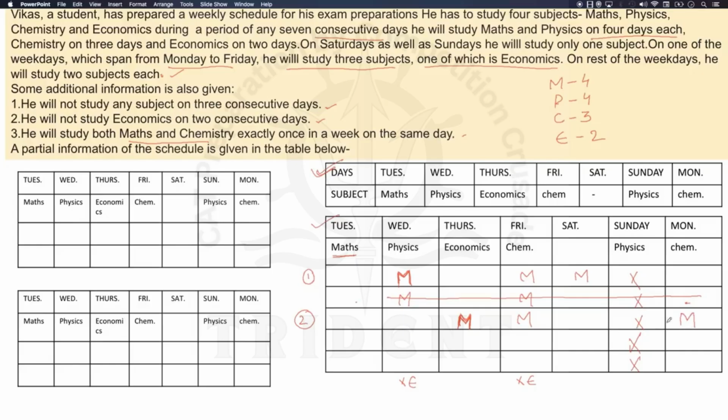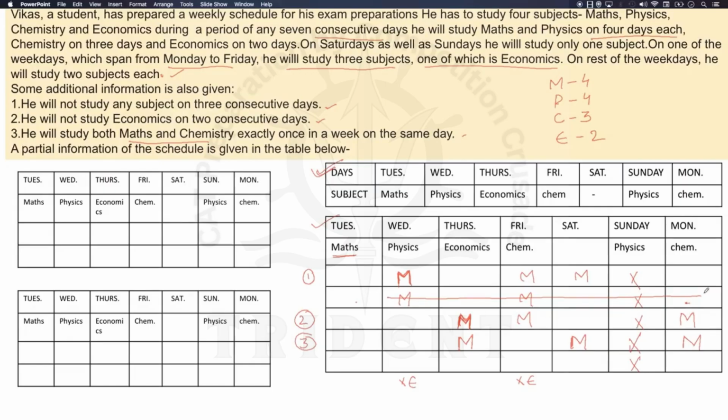Okay. Let's check for another possibility when maths is fixed on Thursday. Let's not give maths on Friday. Can we fix maths over here on Saturday? Yes, and maths on Monday. So this is a possibility. Now again, this was the third possibility. Now again, the second possibility is not possible.